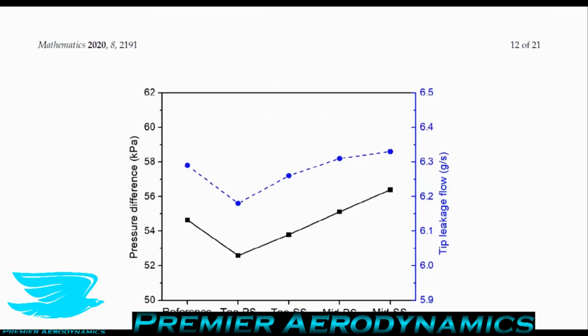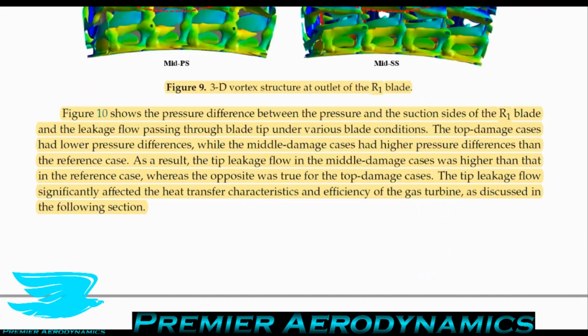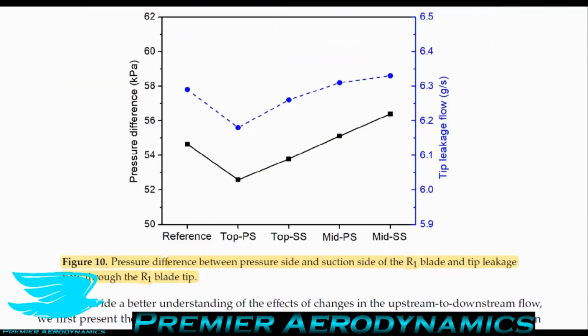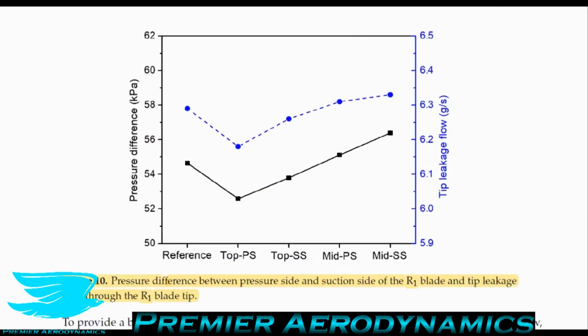So they have figure 10 here, and this shows you the pressure difference between the pressure and the suction sides of the blade and the leakage flow passing through the blade tip under various blade conditions. So let's have a look here. Interestingly, they show that if you have damage at the tip of the blade, whether it's on the pressure side or the suction side, the pressure difference between the suction side and the pressure side drops compared to the reference case. But if you have damage at the midsection, regardless of where it is, the pressure difference increases.